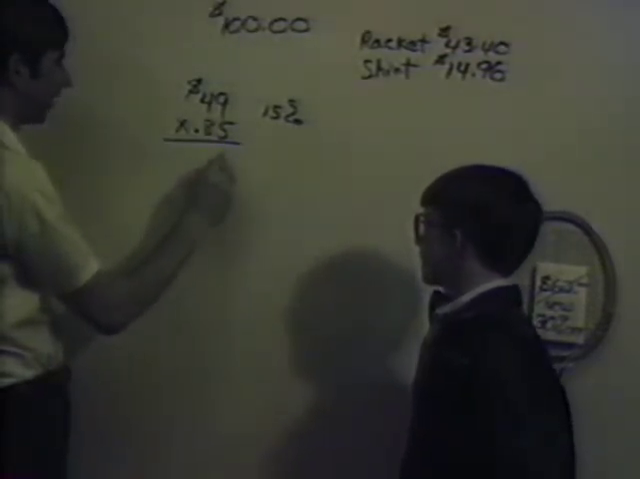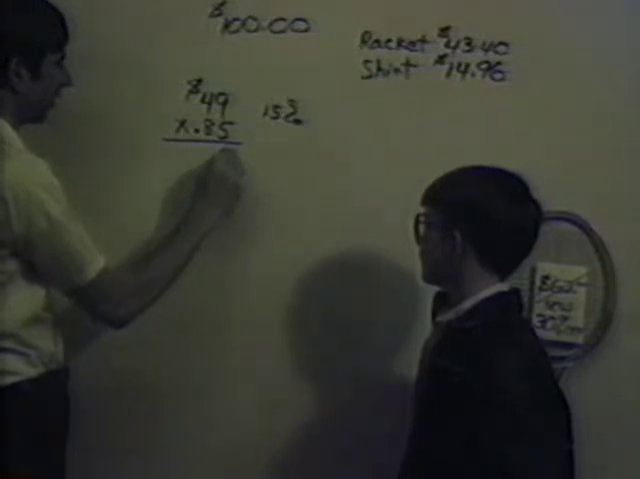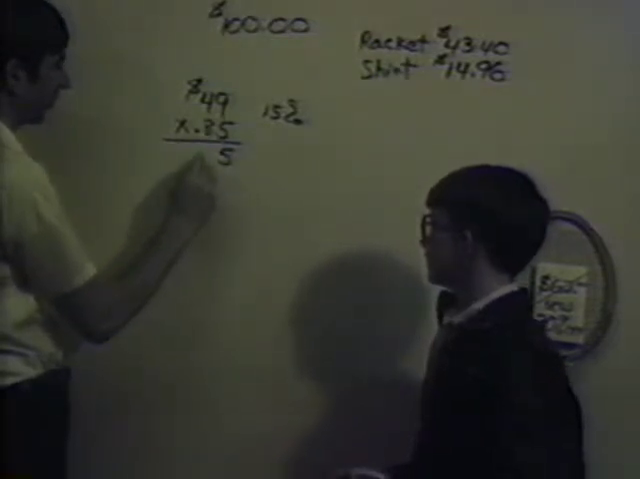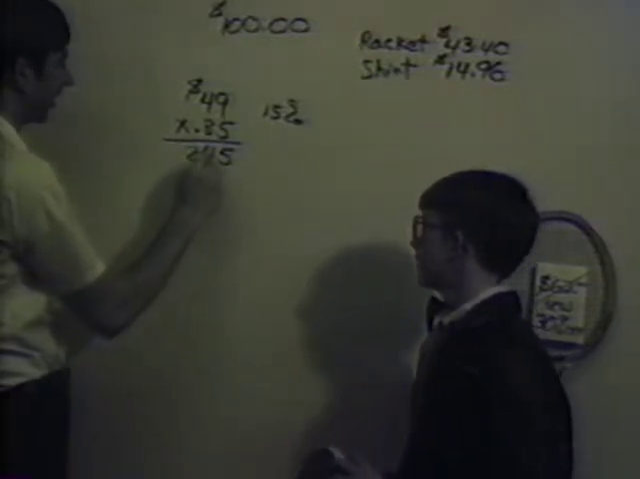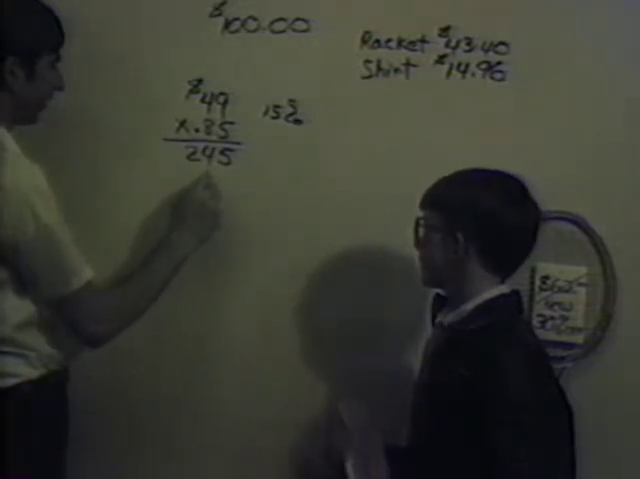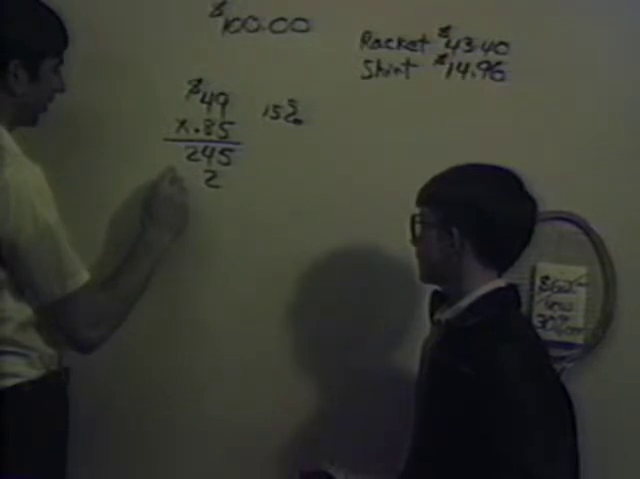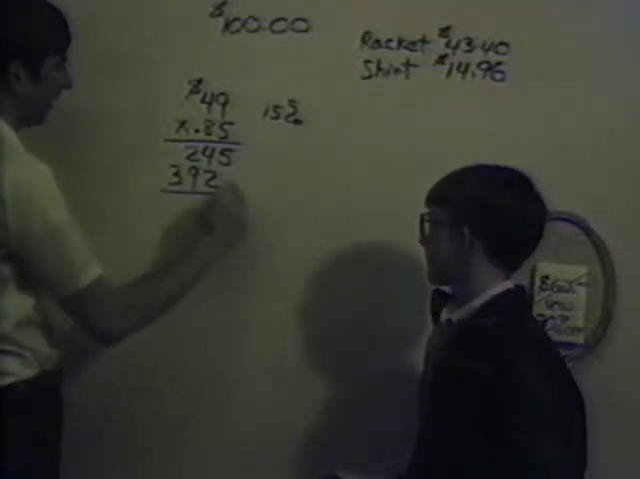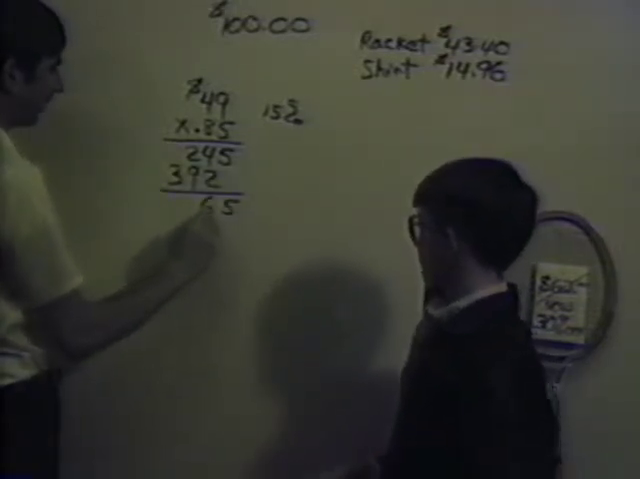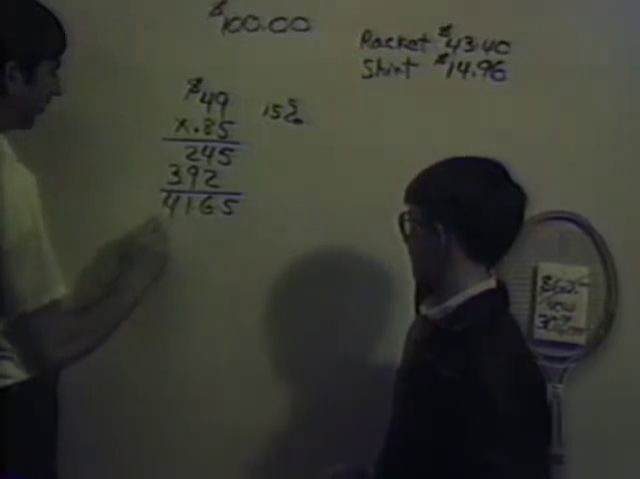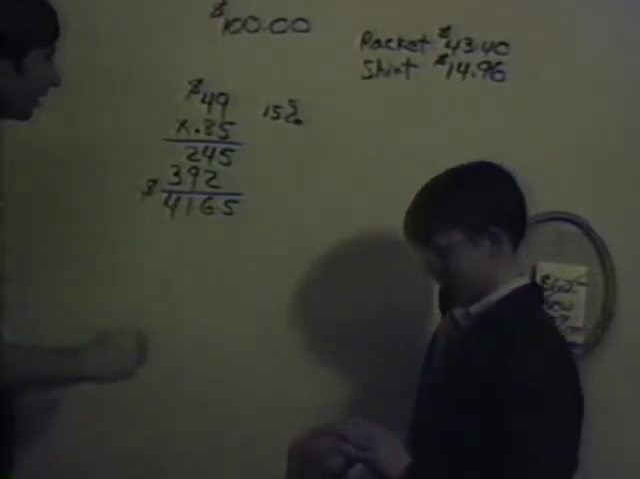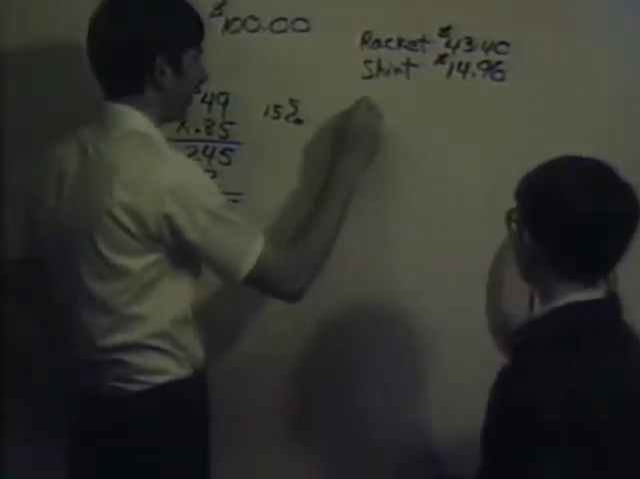Okay, 5 times 9 is? 45. 4 times 5? 20. Plus 4 is? 24. Good. And 9 times 8? 72. 4 times 8? 32. Plus 7 is? 39. Add these up, and it looks like we get 41.65. Okay. Let's put that up here for the shoes.